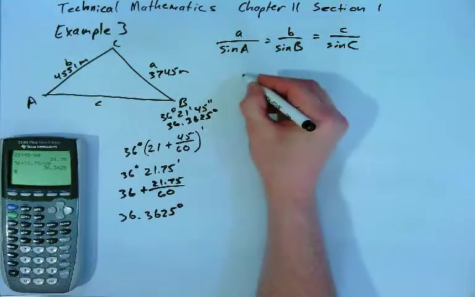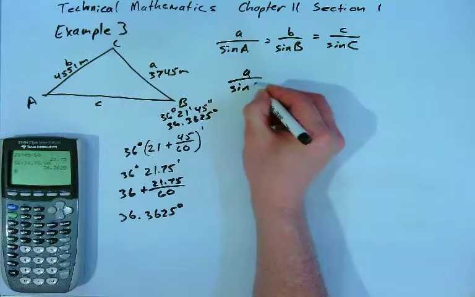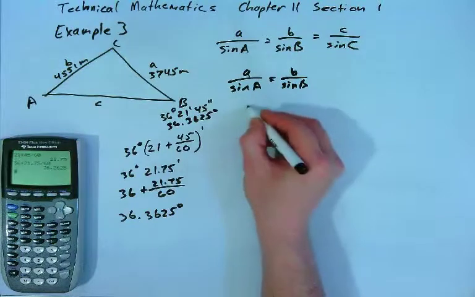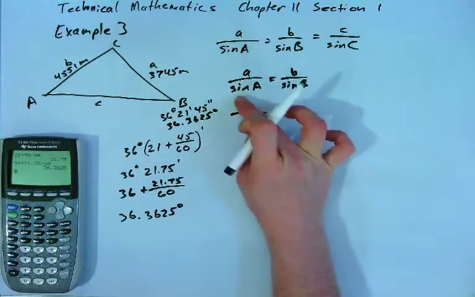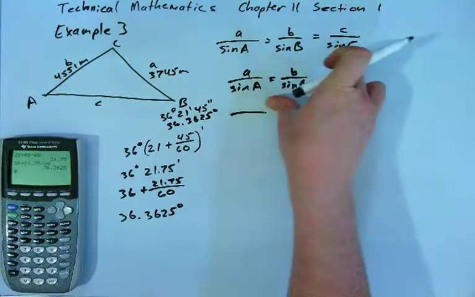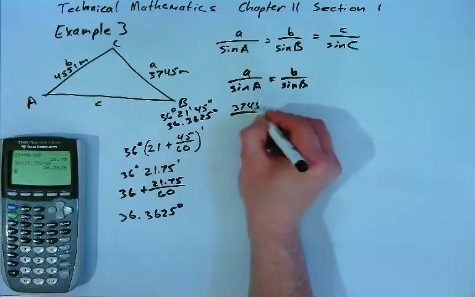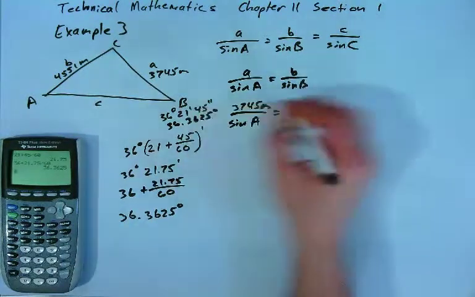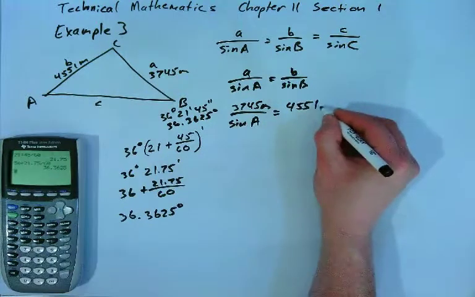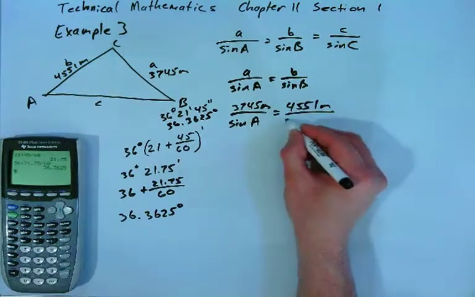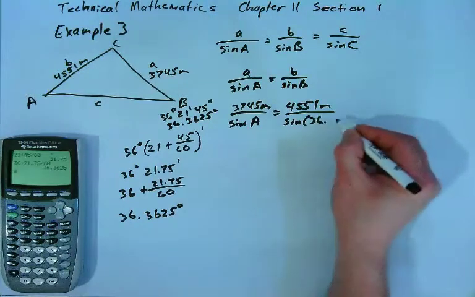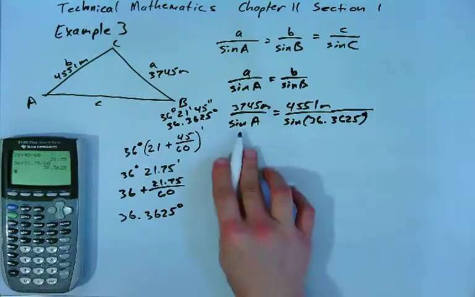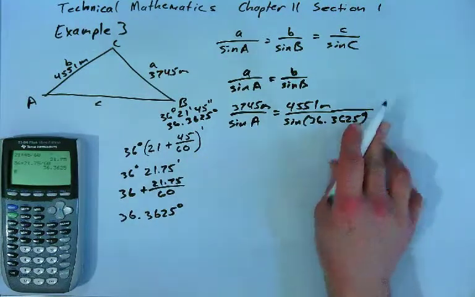And so we know A, we're looking for sine A, and we know B, and we know angle B. The length of side A we have, that's 3745 meters. We're looking for the angle A. Side B we know is 4551 meters. Angle B we know is 36.3625 degrees. And so again, to solve for sine A, we will multiply both sides by sine A.